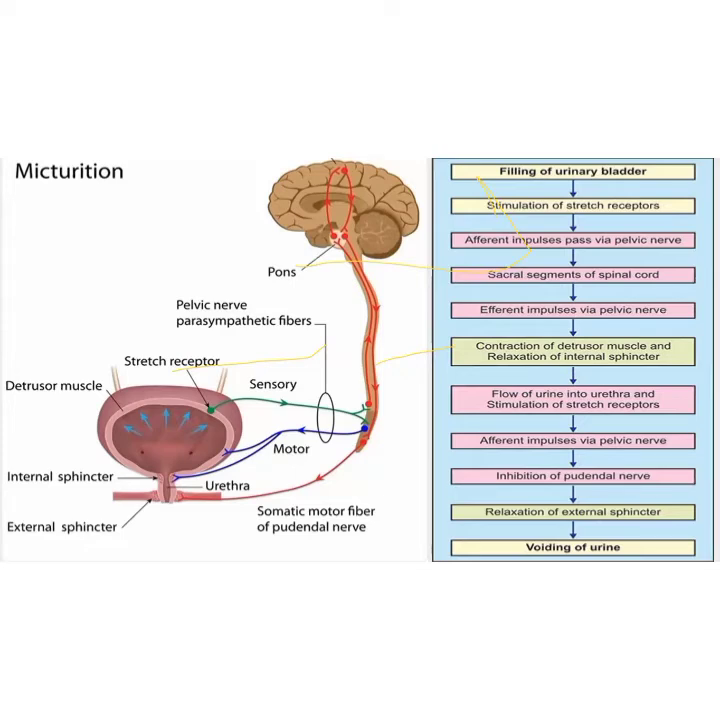This is how the filling and voiding of urine takes place. And the stretch receptors are present over the mucous membrane of the urinary bladder.